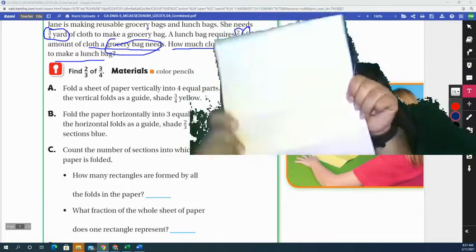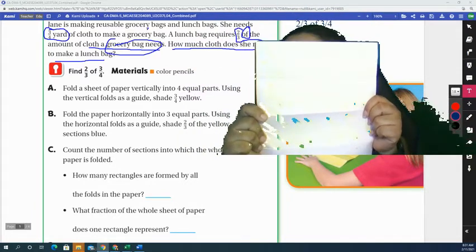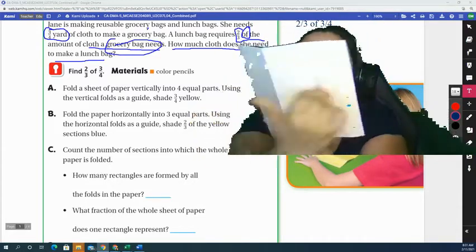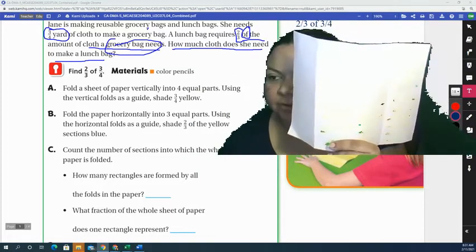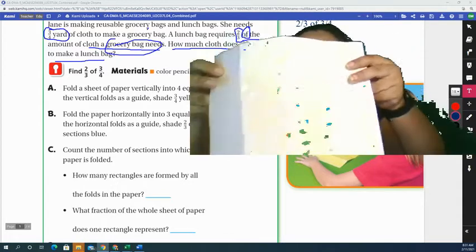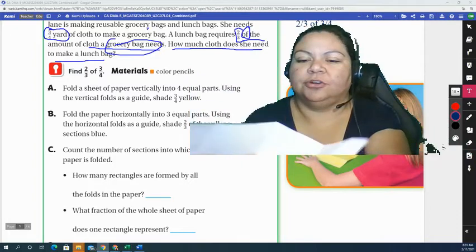Now we're gonna flip our paper and we're going to fold our paper horizontally. Well, if you look at it like this, it's horizontally. We want to make the folds so that they cross our previous folds. And we need to do it into 3 equal parts. So for this one, you bring it in to a third.